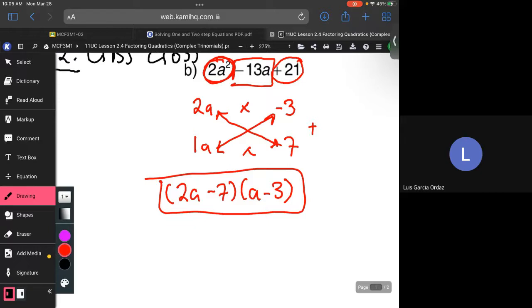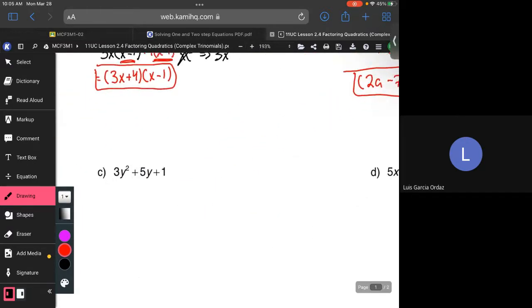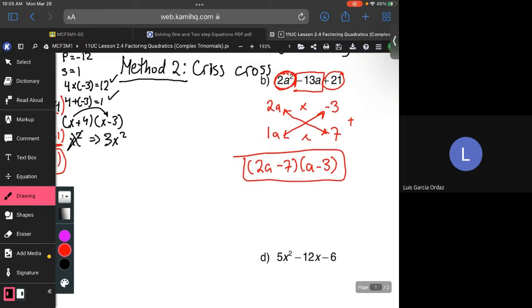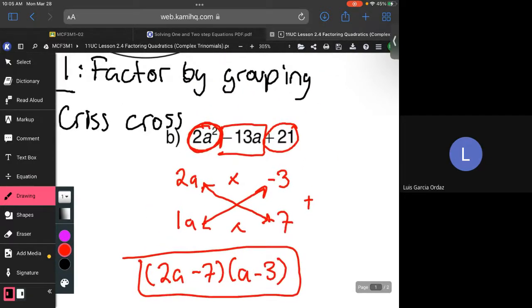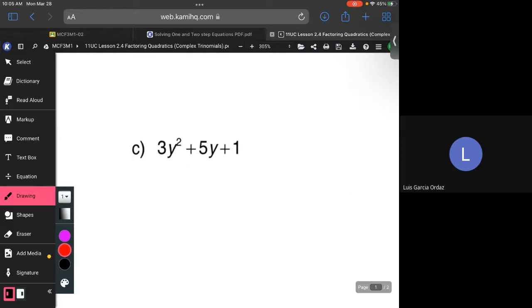So for C, what do you guys want to do? Grouping or crisscross? Grouping? We can do both. That's fine. I don't mind. Remember, crisscross avoids the grouping part, and grouping just takes longer. But whatever you feel comfortable with, we'll do. Grouping first, and then we'll do both. So for C, we're going to do method 1.